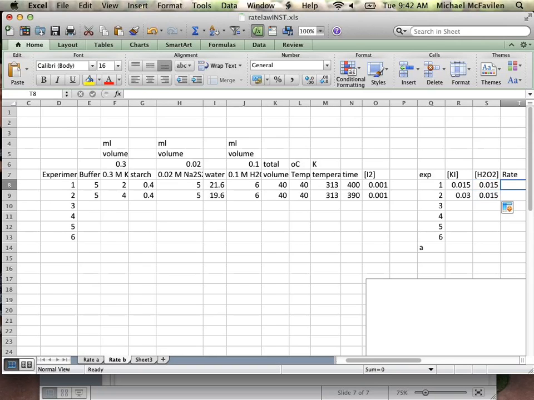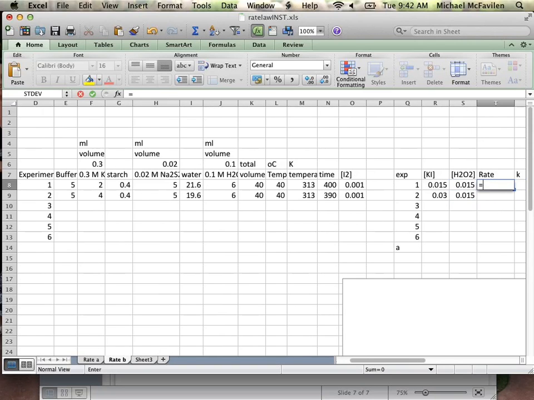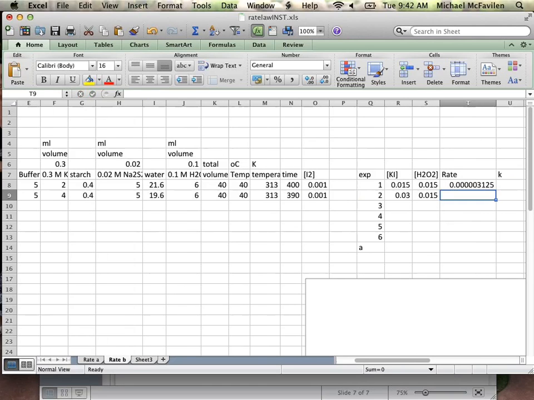Our rate is equal to the concentration of iodine divided by the time. Click and drag.